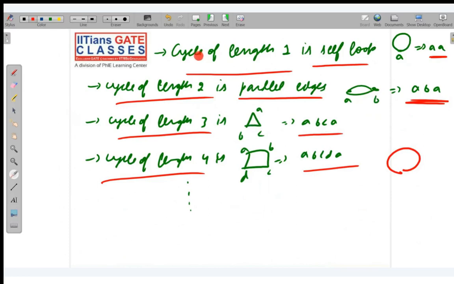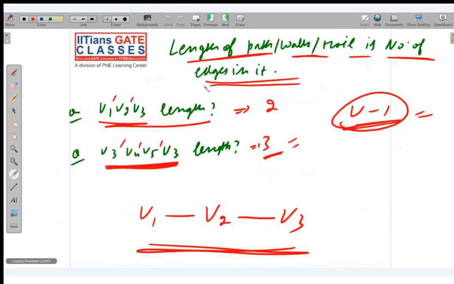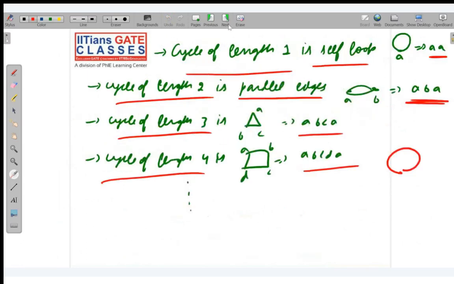Okay, so cycle of length 1, cycle of length 2. Cycle means closed path, na? From A to A, self loop. From A B A like this, we will say A B A. That is a closed path, na? So parallel edges. Length is the number of edges in it. So length is 1, number of edges only 1. Length 2 because number of edges are 2, A B A like this. A B C A, so 3 and 4. Any doubt here?